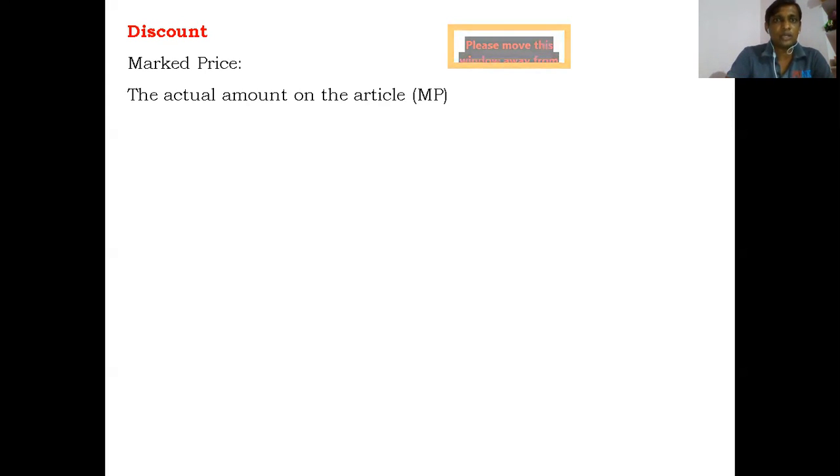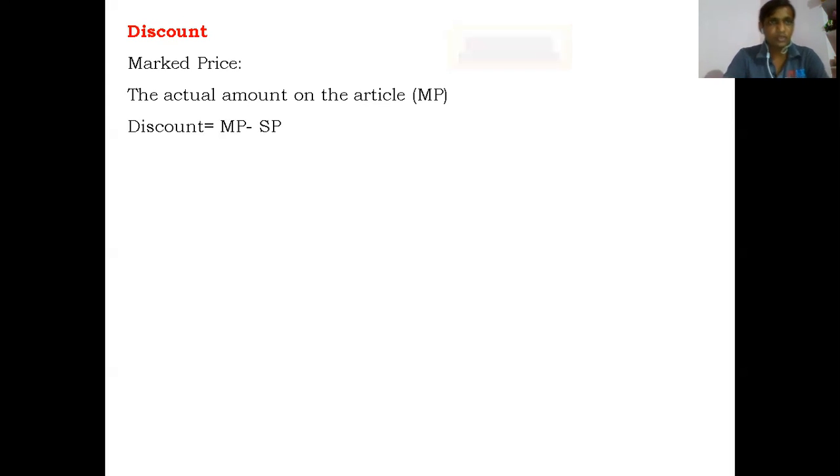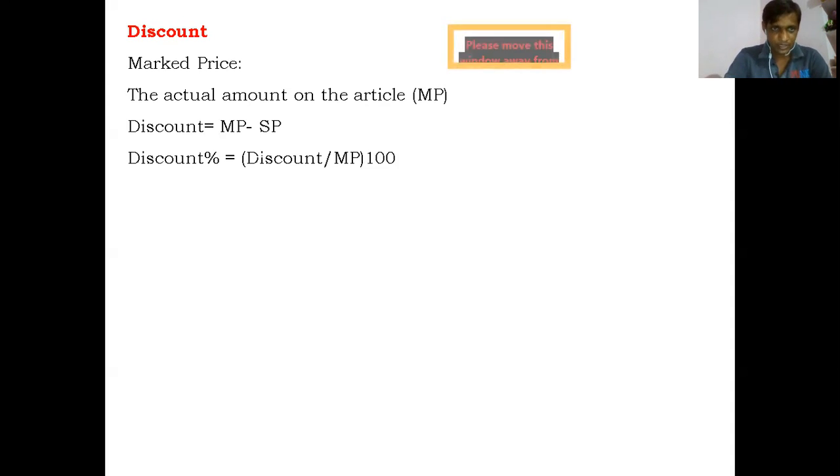That means list price or market price. On an item, a certain fixed rate is present. On that rate, they'll give a discount of 10% or 5%. That means they are going to subtract the discount from the market price. Market price is the actual amount on the article, called market price or list price. So discount is equal to market price minus selling price. So how much discount are we getting? Discount percentage is equal to discount by market price into 100.